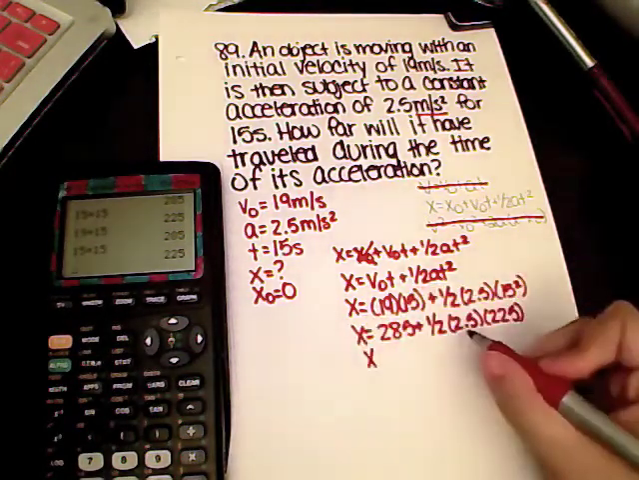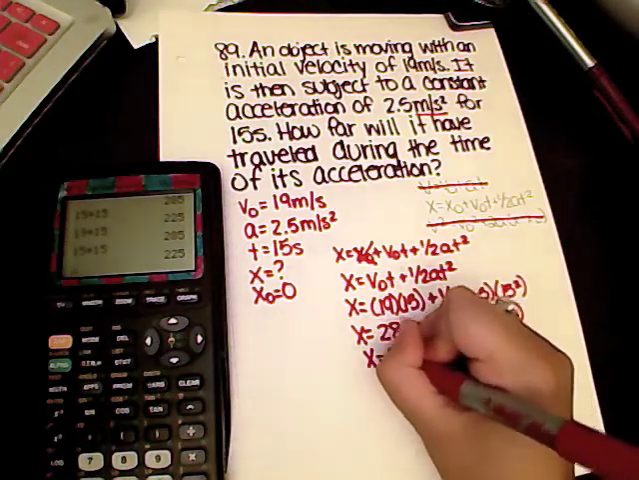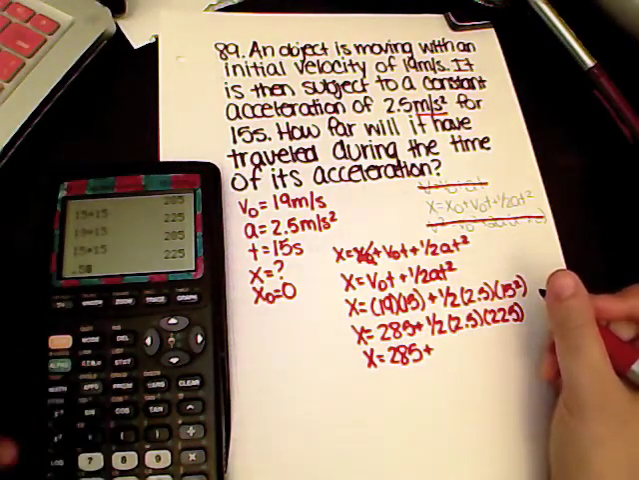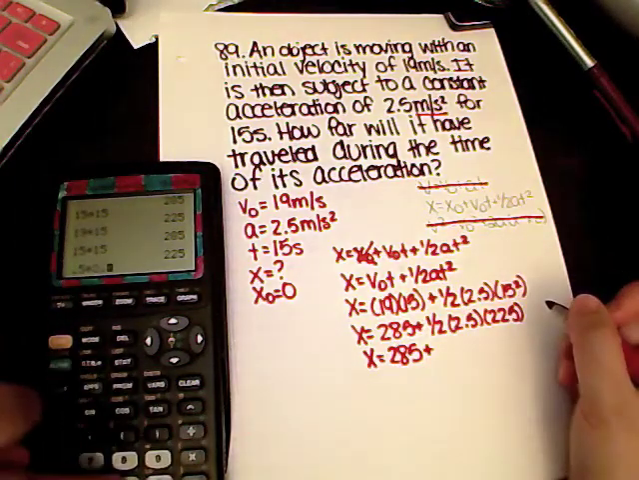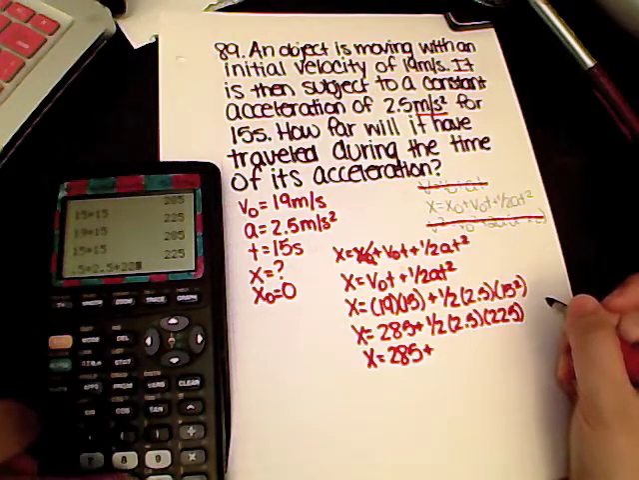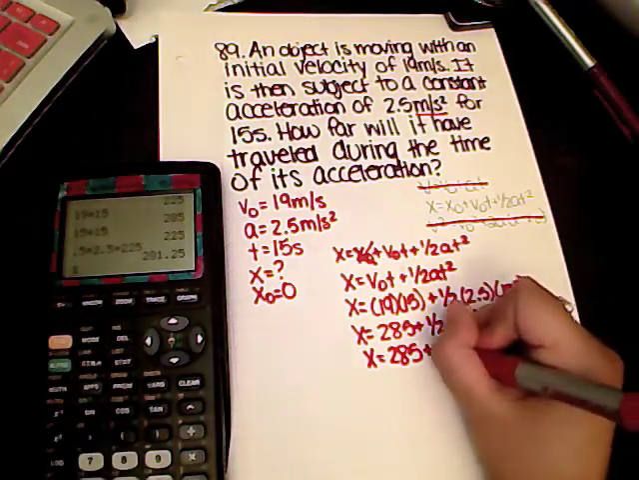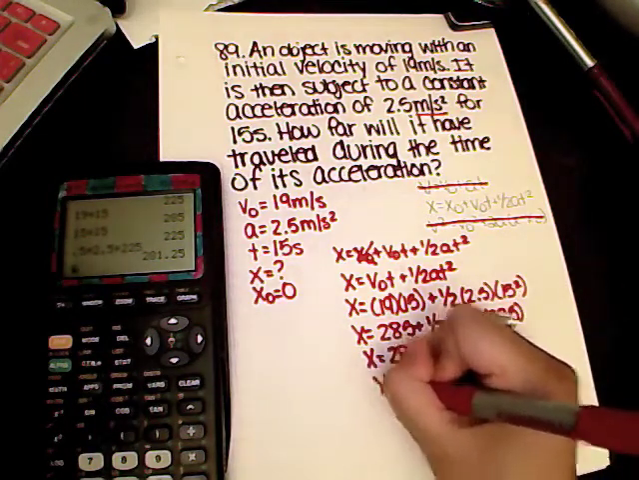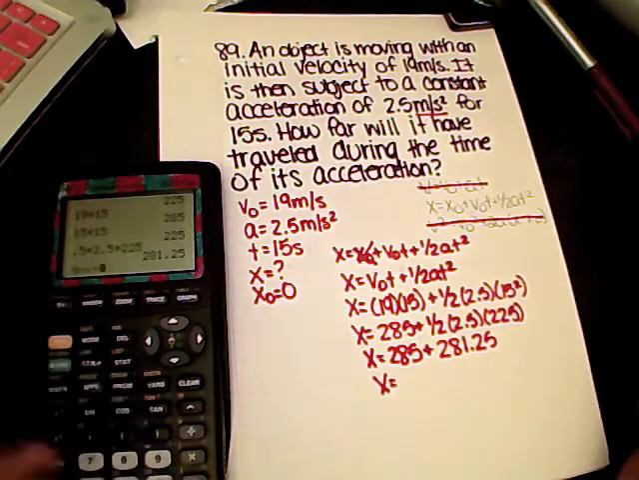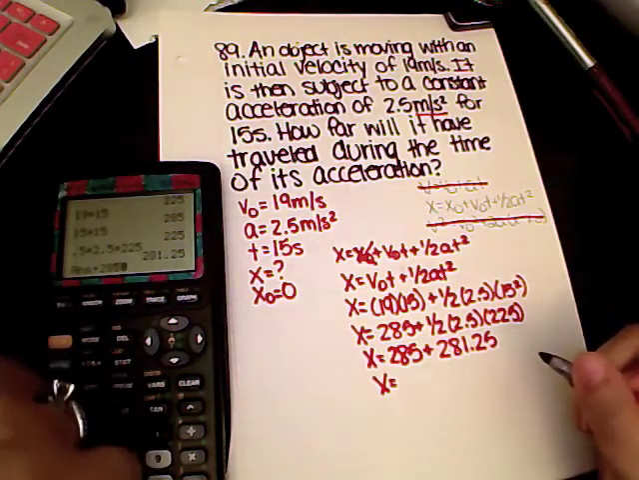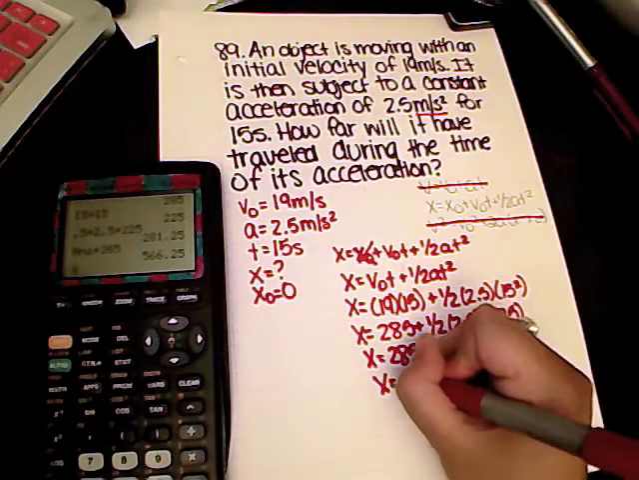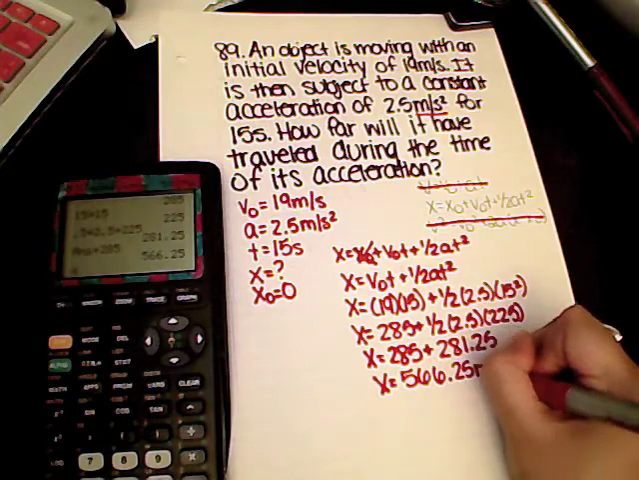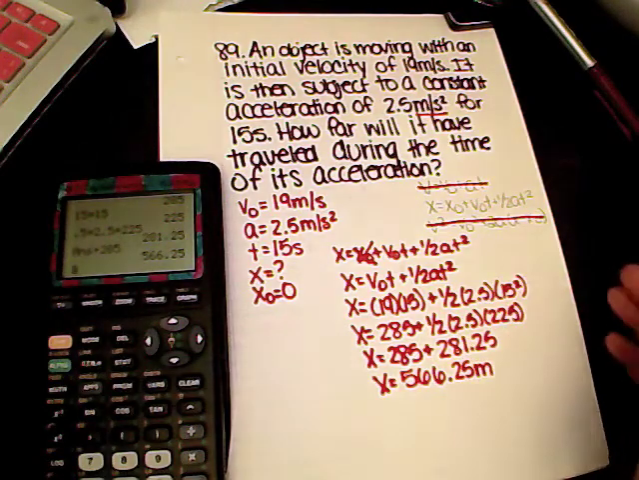And now we want to continue this multiplication. So our 285 is going to stay there by itself for a second. And now we want to do 0.5 times 2.5 times 225, which gives us 281.25. And now the next step is just to add them together. So we're going to take that and add 285 to it. And our answer that we get is 566.25 meters. So that's problem number 89.